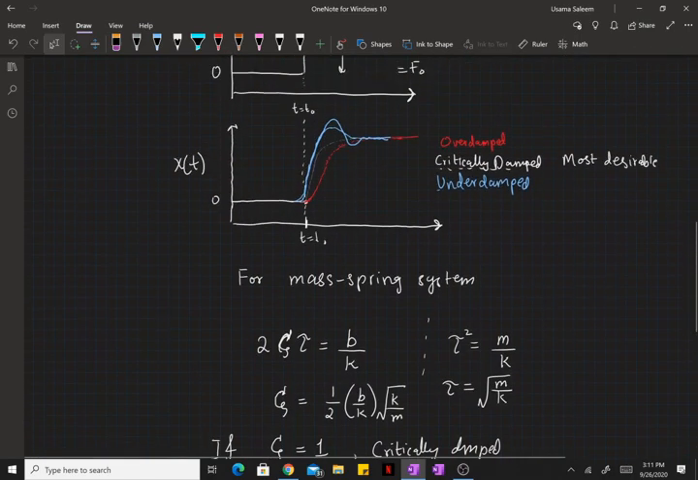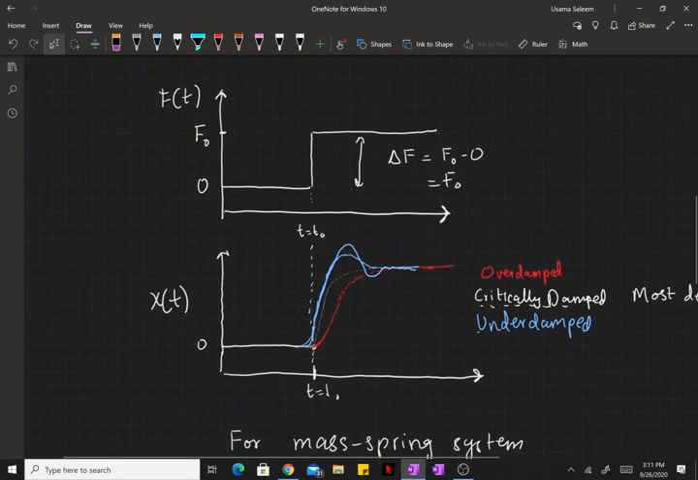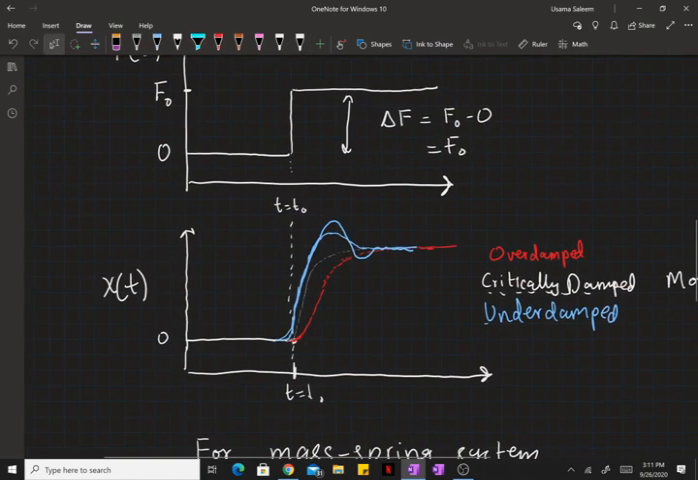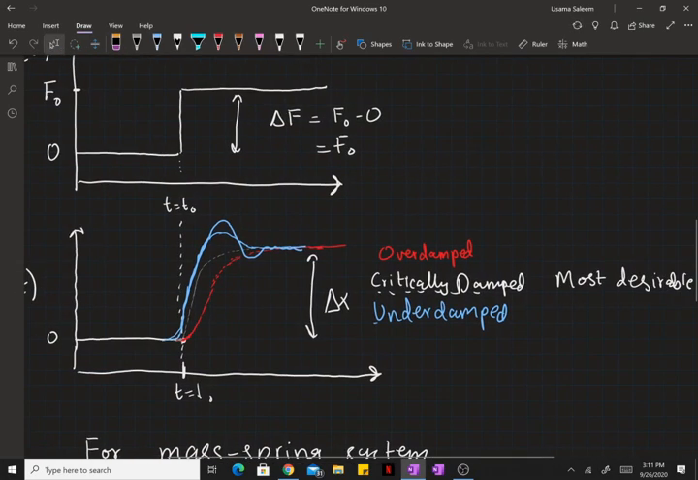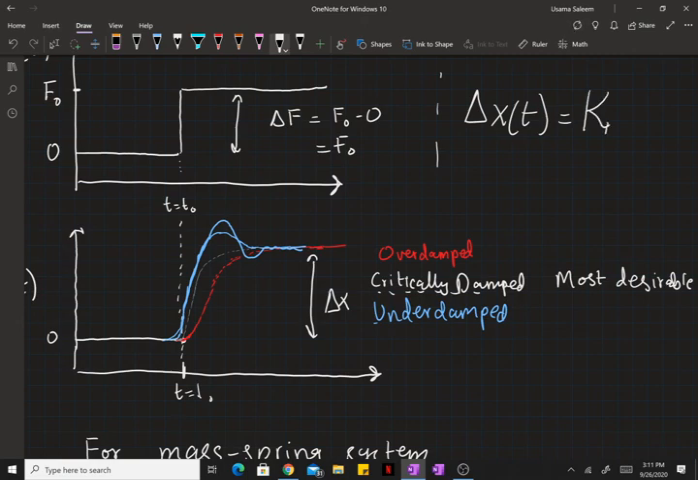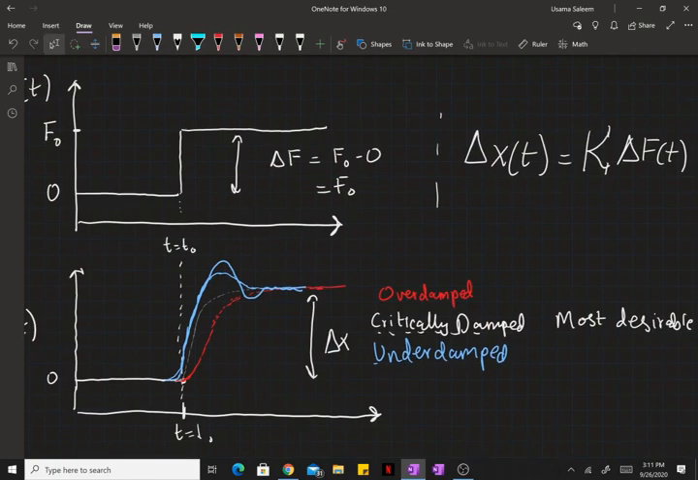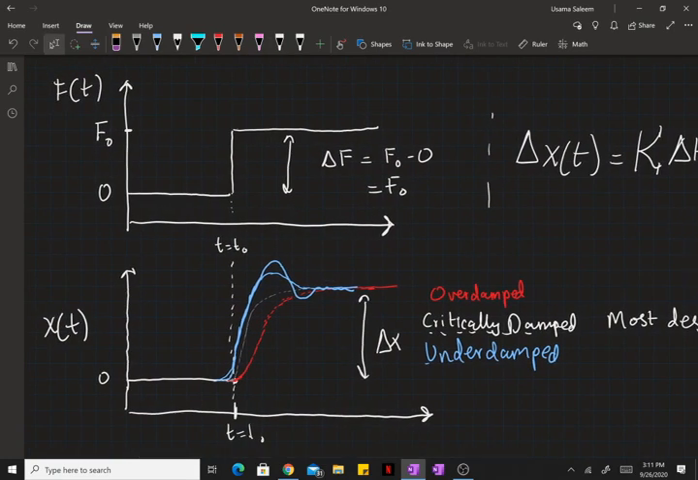Alright, and once again the change in x here, delta x, will be characterized by the sensitivity or the gain of the process. So if you multiply K by the total change in the forcing function, you'll be able to find the final steady state position of your system. So the gain has the same definition for first order models and second order models.